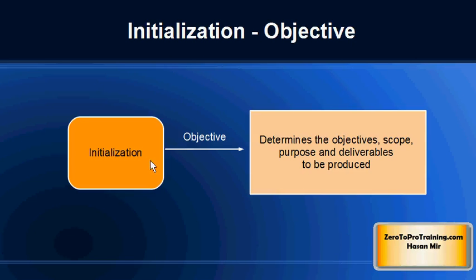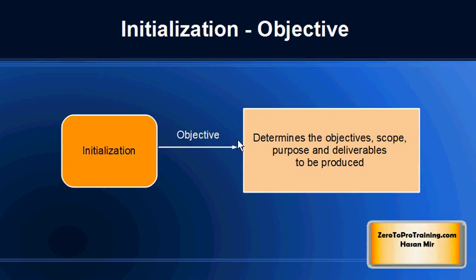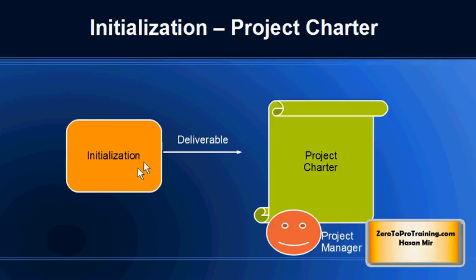The goal of the initialization stage is to define the objectives, scope, and deliverables of the project that the team needs to be producing. So in short, in the initialization stage, you are determining what to do in the project. So that's why it's very important to get that right. So how would we know if the initialization stage is completed successfully? The deliverable produced is called a project charter, and it's produced by the project manager.